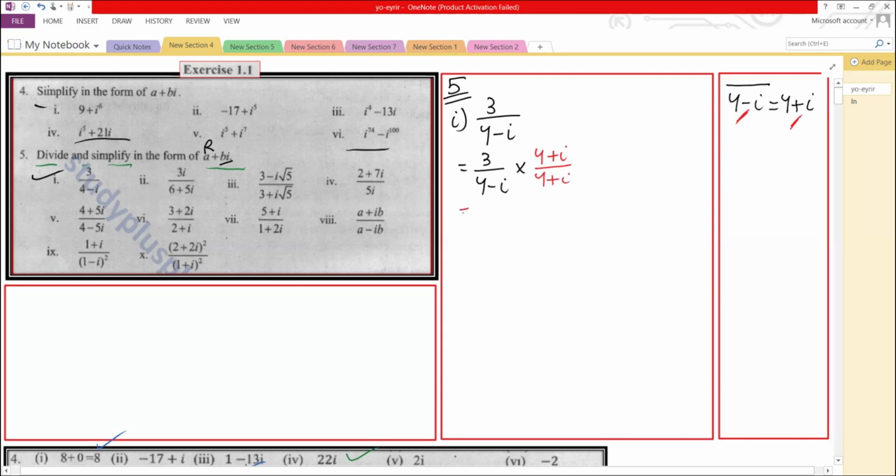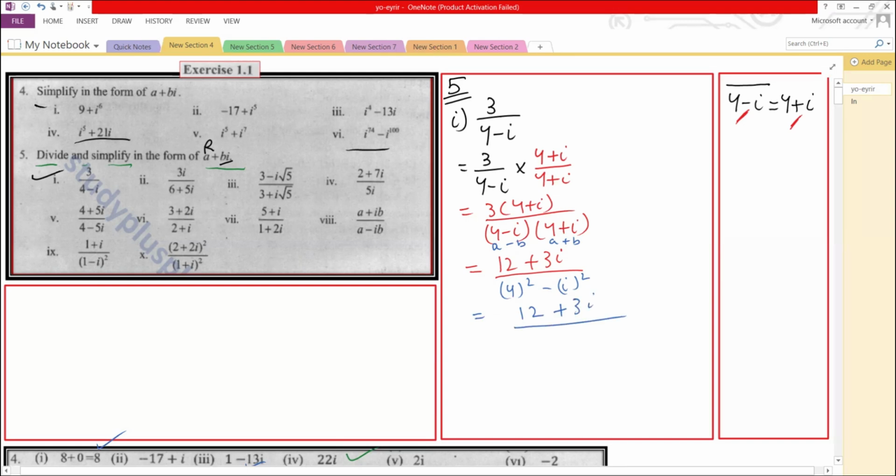Fine. Okay, now multiply numerator with numerator and denominator with denominator, like that. Then, students, what you will have, 3 times 4 is 12 plus 3 iota. And this is the formula, a minus b, a plus b, that is equal to a square minus b square. So the numerator cannot be solved further because one is real and one is imaginary part.